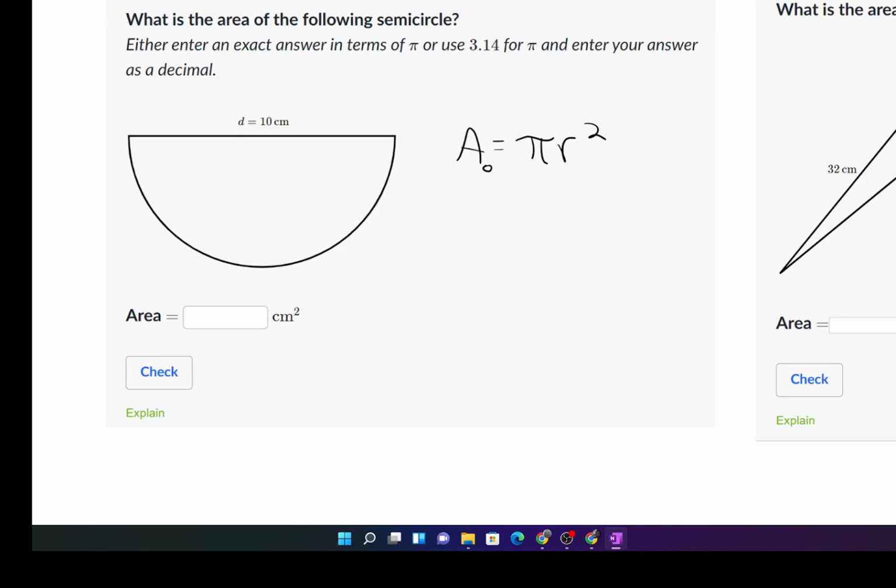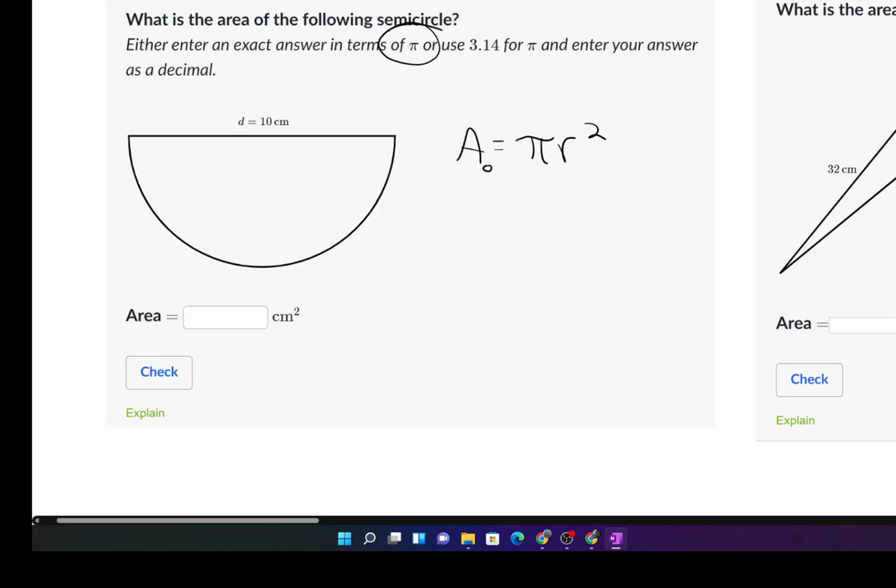And also, I prefer to just use pi. I don't like to actually pull out the calculator, but you do you. I don't care if you want to.